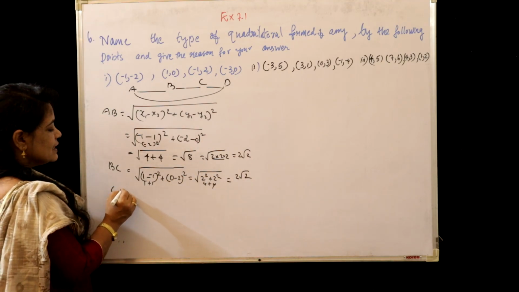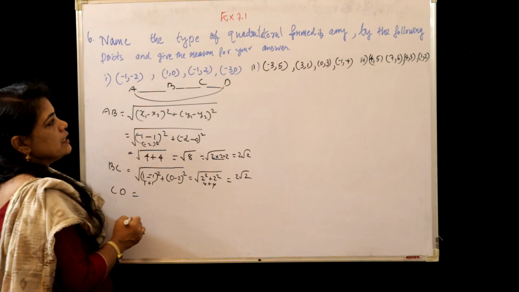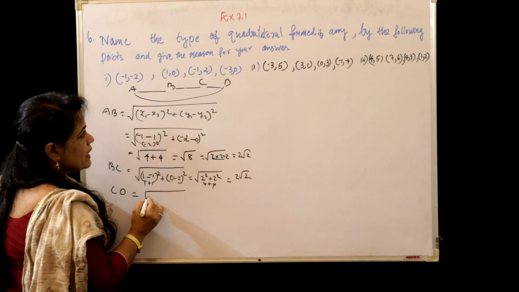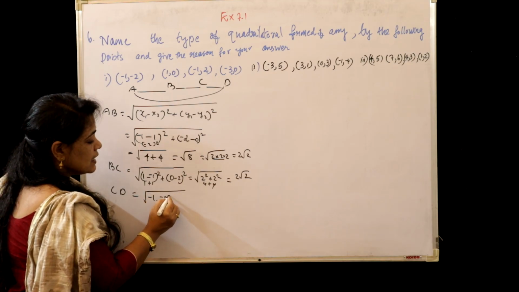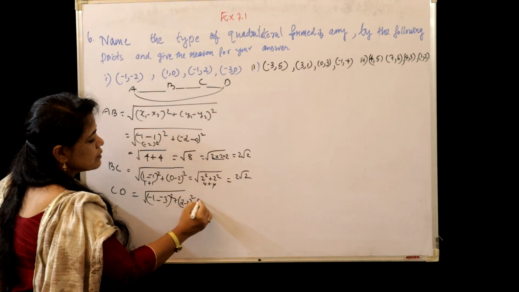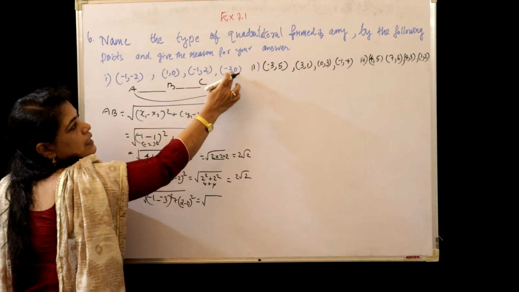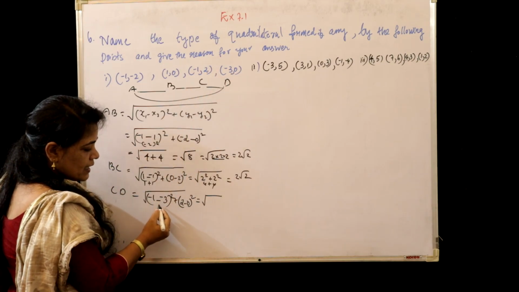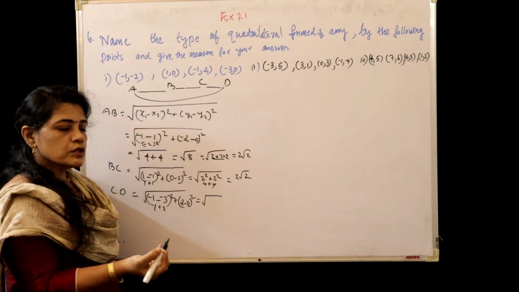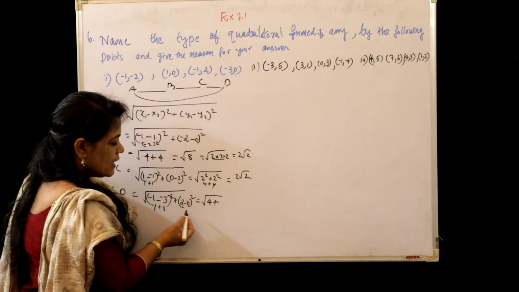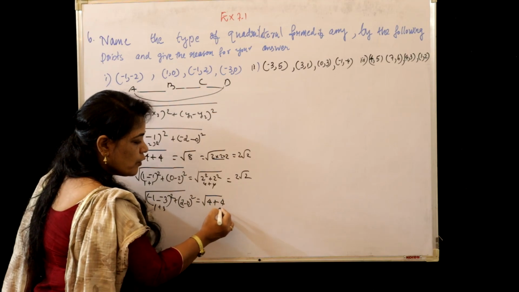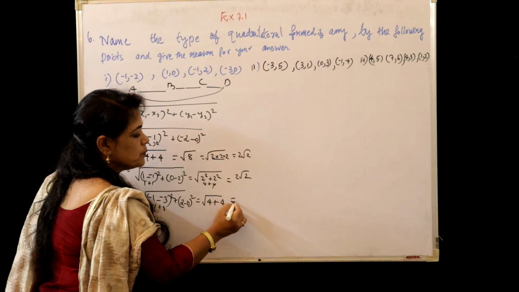Now we come to the third side, that is CD. CD equals, C is x1 y1, D is x2 y2. So root of minus 1 minus minus 3 whole square plus 2 minus 0 whole square. Minus of minus becomes plus 3, and minus 1 plus 3 is 2. So 2 square is 4. Here again 2 minus 0 is 2 and its square is 4. So 4 plus 4 is 8, root 8 is 2 root 2.